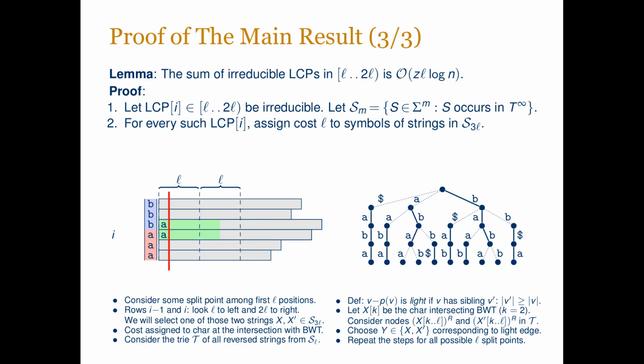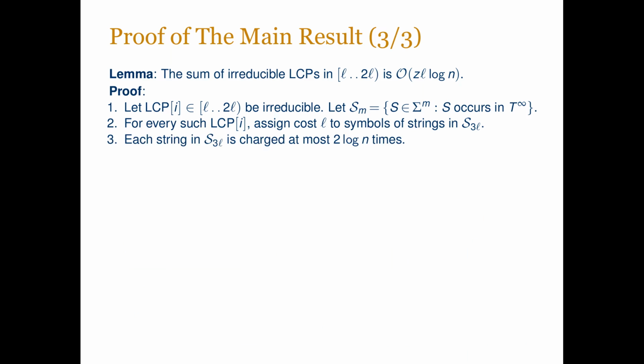When placing the split after the first character, we find that the light edge is the one corresponding to symbol A. We claim that each string in the set S3L is charged at most 2 log n times. Consider some string y from the set S3L. Since we always charged the position intersecting the BWT column, only symbols of y at positions from 1 to L can be charged.